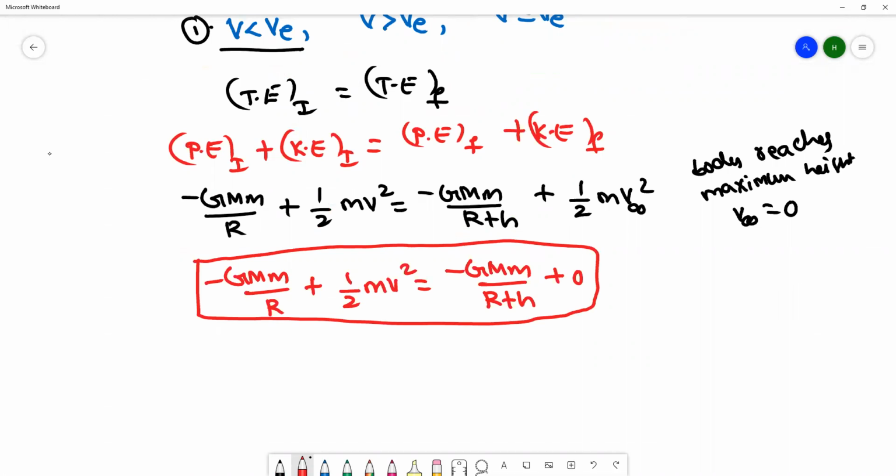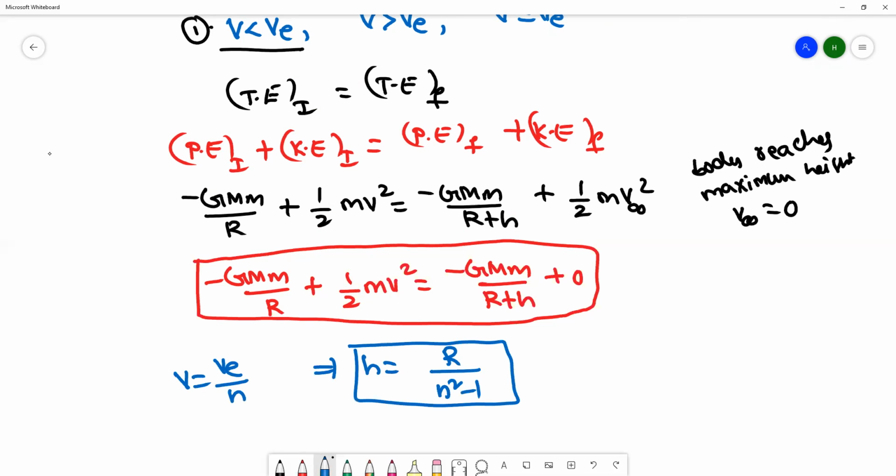So if you find out, suppose I consider velocity v equal to ve divided by n, then it will reach the height h equal to R divided by n square minus 1. Otherwise, you don't need to remember the formula. Just go through this basic one and substitute the given values, and you'll get the answer.